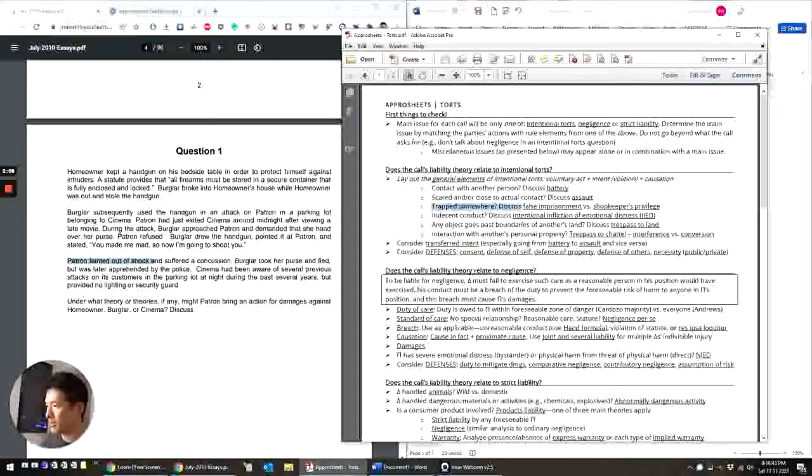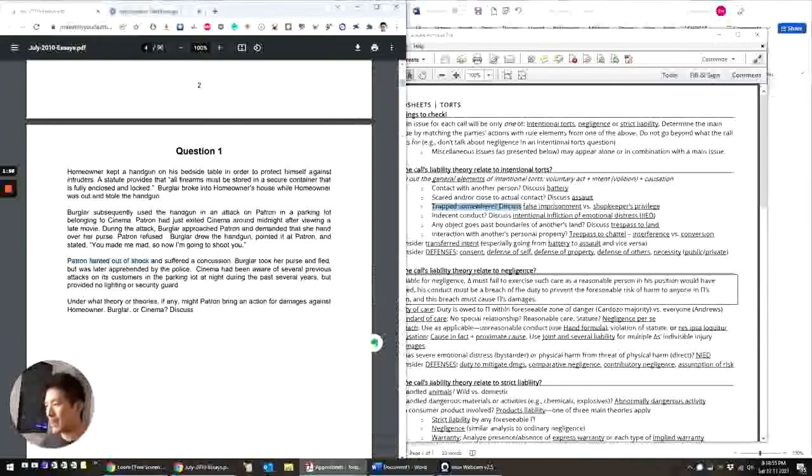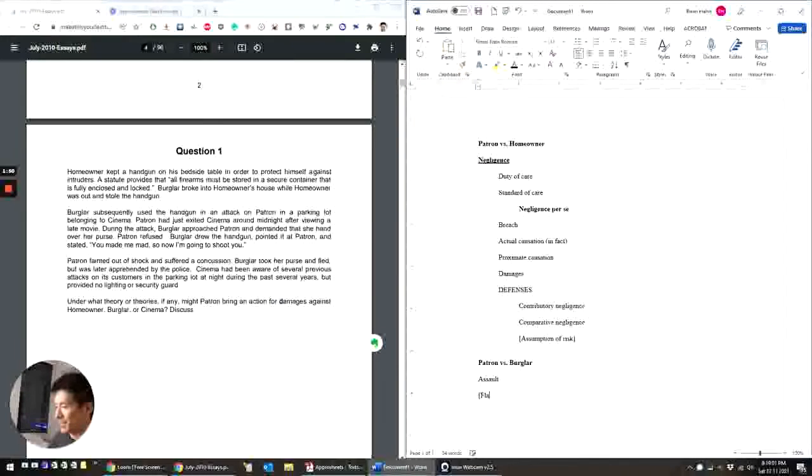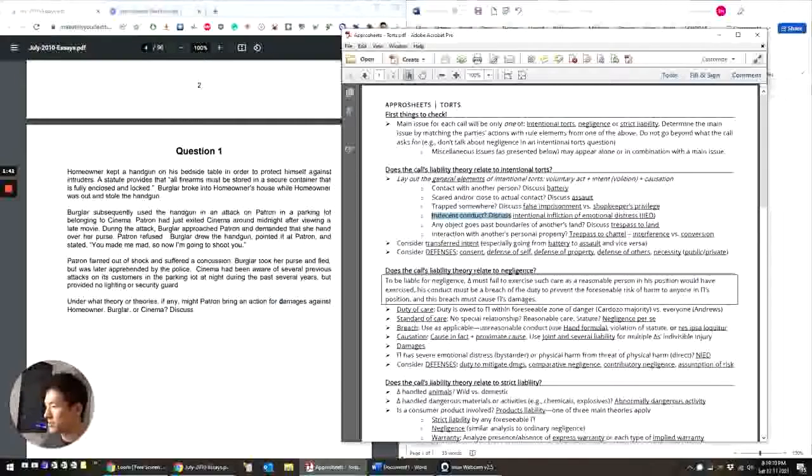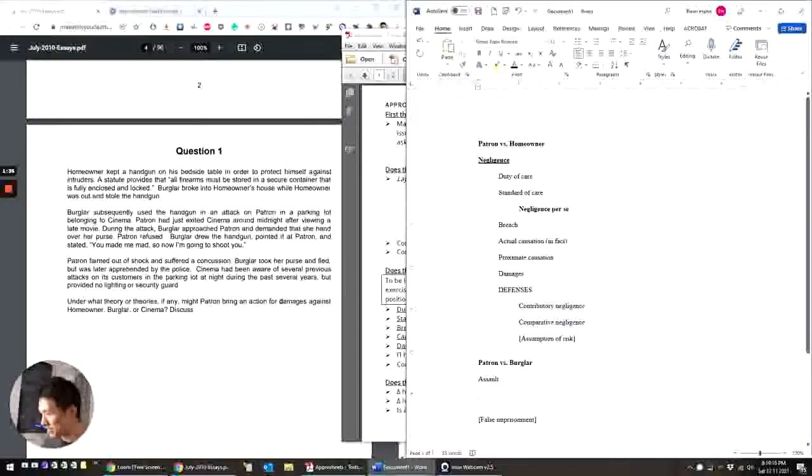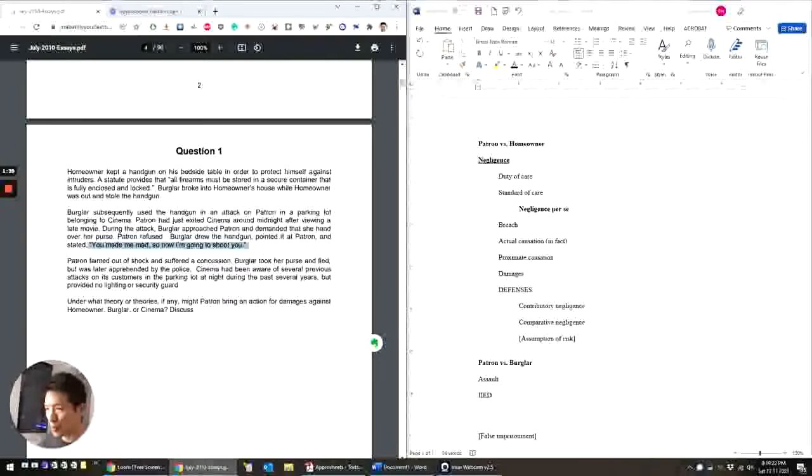Was she trapped somewhere? Maybe not. It's sort of like the seizure issue in Crim Pro, but this is not really that. You were not confined in a room or something. Maybe we can flag it as a possible issue here, and then maybe we'll talk about it at the end. Was there intentional infliction of emotional distress? I think so, just by virtue of saying this word, and she fainted. So let's flag that as a topic to talk about.